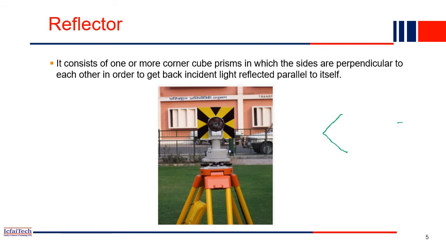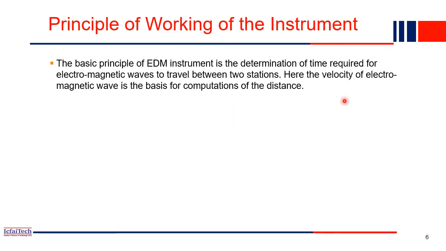The light which is coming, this is the emitted light, so in this direction light is coming, and the reflected light also should be parallel to it, right? So something like that shape has to be made. This type of arrangement is there inside this reflector, and ultimately it reflects the light back into the receiver.